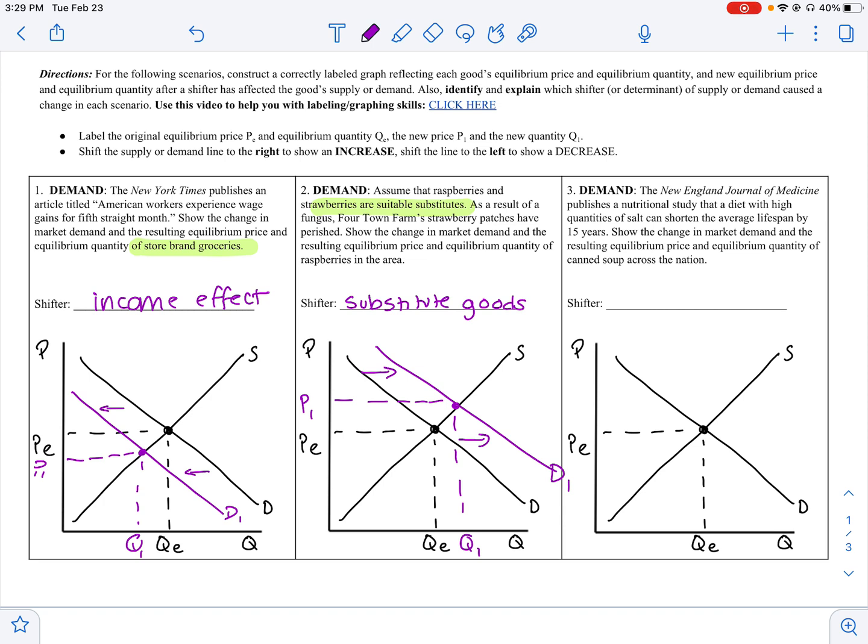Number 3 says the New England Journal of Medicine publishes a study that a diet high in quantities of salt can shorten the average lifespan by 15 years. Clearly, this is something that people don't want to experience. They say, oh, 15 years just with a diet high in salt. Canned soup is something that's high in salt, so the demand for that product is going to shift to the left. We're going to draw our new curve. We're going to label it at the corner.